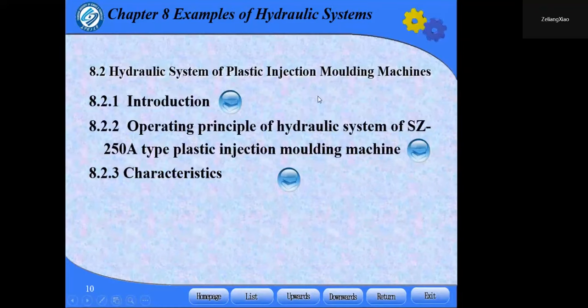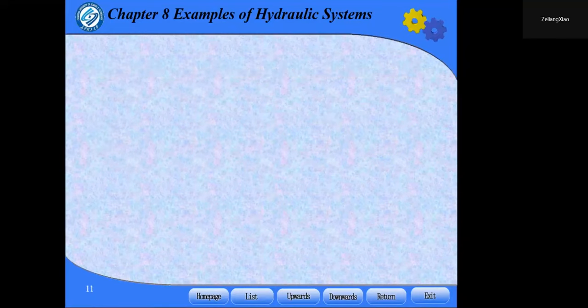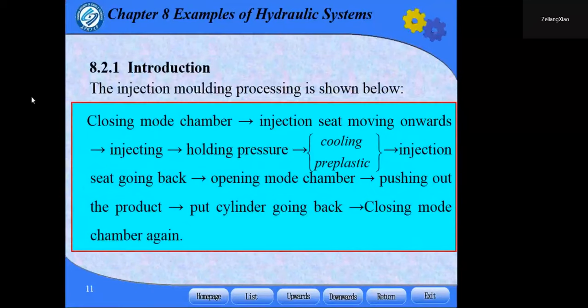Point two: hydraulic system of plastic injection molding machines. The purpose is to learn the operating principle of the hydraulic system of the SC2508 type plastic injection molding machine. We will learn about its characteristics.